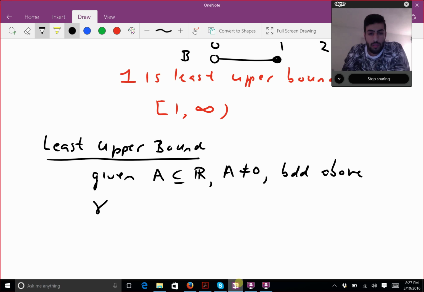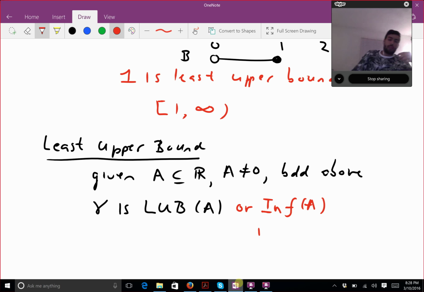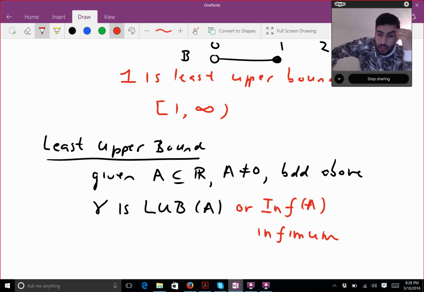We're going to say that gamma is, and we do it like this, the least upper bound of A. Or sometimes your book uses a different way of saying this. It uses the infimum of A. This is pronounced infimum. And infimum is Latin. It means smallest.